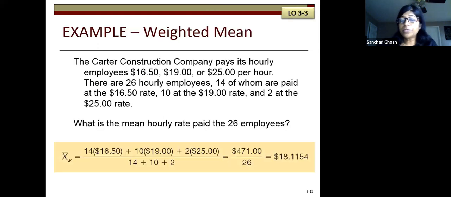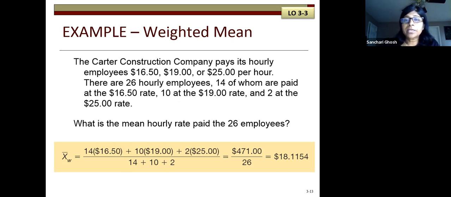A nice problem would be this, a kind of problem I just explained. There are 26 hourly employees working in this construction company, 14 of whom are paid the lower level of wages per hour, whereas 2 of them are getting $25 per hour. Okay, so again, the weightage is important. If you just take the simple value of these and divide by the number of employees, it will not reflect an actual company level mean or average wage per hour.